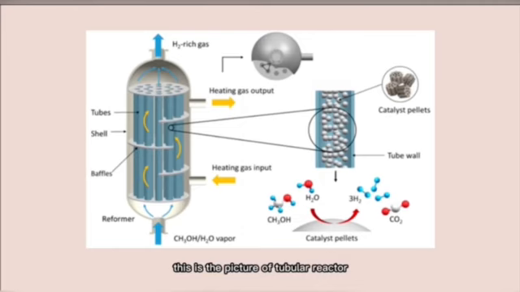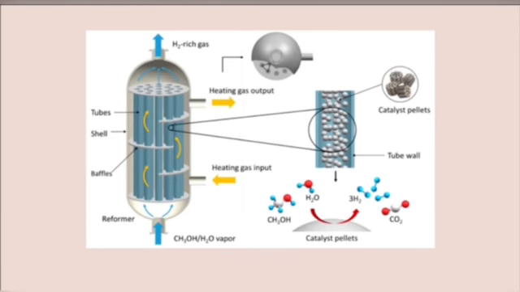This is the picture of a tubular reactor. As you can see, a tubular reactor is composed of tubes, shell, baffles, reformer, heating gas input, and heating gas output. For tubes, inside the tube walls, there are catalyst pellets. They are used to preserve mechanical rigidity. Next is the shell. The shell is the outer layer of the reactor and it acts as a wall, and its function is to protect the reactor. Next we have baffles. They promote better flow of fluids for maximum efficiency.